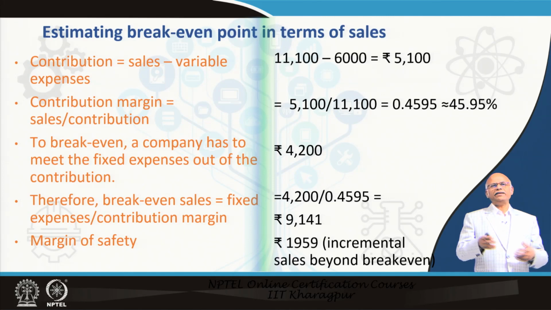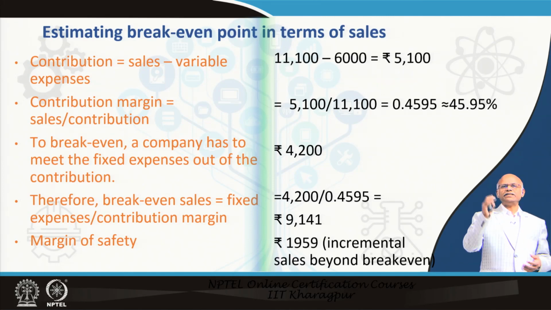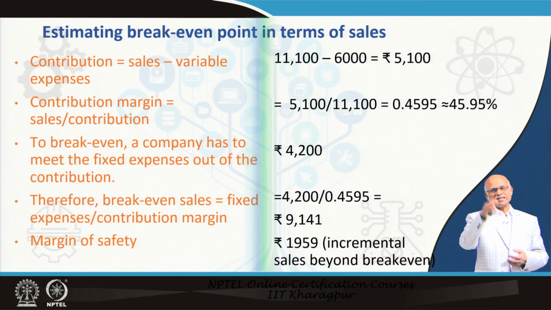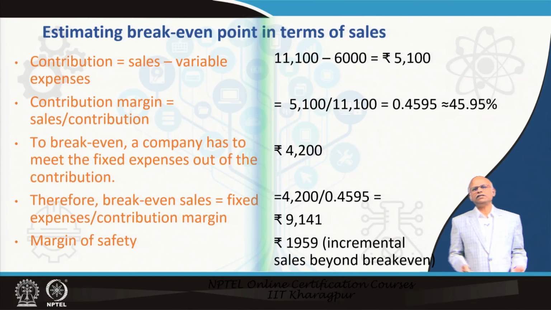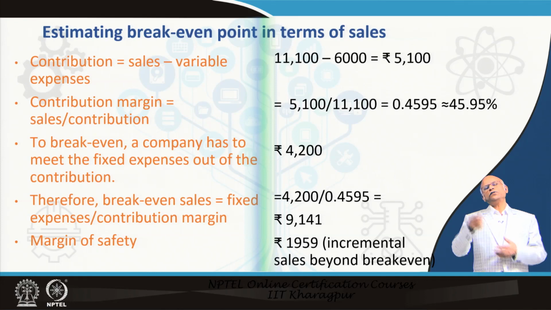Therefore, break even sales is equal to fixed expenses divided by contribution margin, which is 4,200 divided by the contribution margin. And then margin of safety is total sales minus break even sales, which is 1959. You can do this for the other business as well and compare.